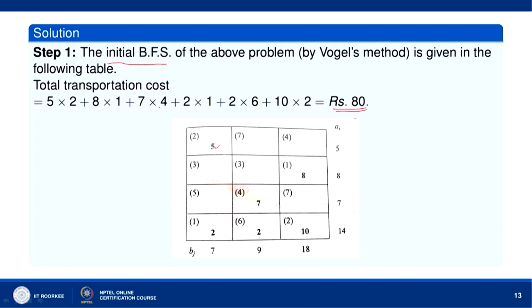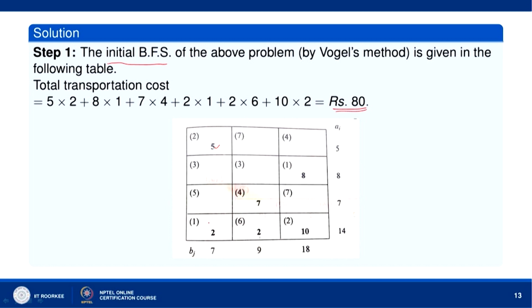Okay. We allocated 7 units to the cell with cost 4, which is the third row and second column cell, the 3 2 cell. Then, out of 14 that were available with source 4, we allocated 2 to the cell which lies at third row and first column, and 2 units to the cell which lies at fourth row and second column.